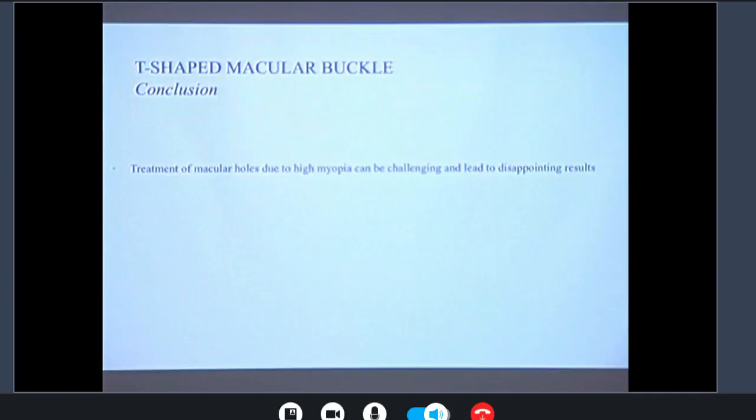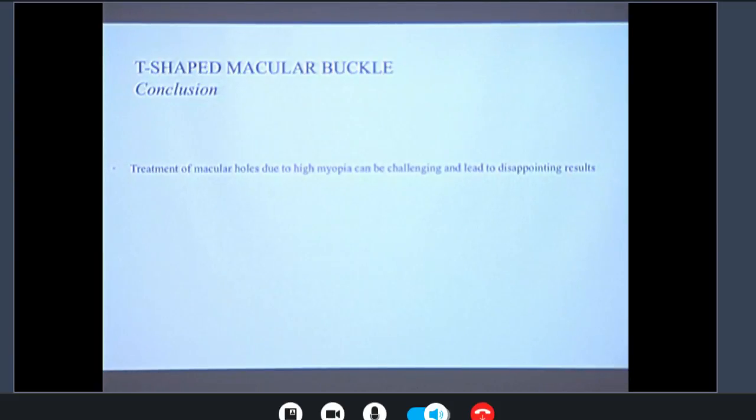So in conclusion, when you have a macular hole in a myopic eye with a reasonable amount of RPE and no atrophy, I think a vitrectomy with the ILM flap is probably the best way to go. When there is atrophy, or when there is a hole which is not central but paracentral in the scotoma, it becomes challenging with vitrectomy. So in that case, especially because of the presence of atrophy, I think macular buckle has an added value.